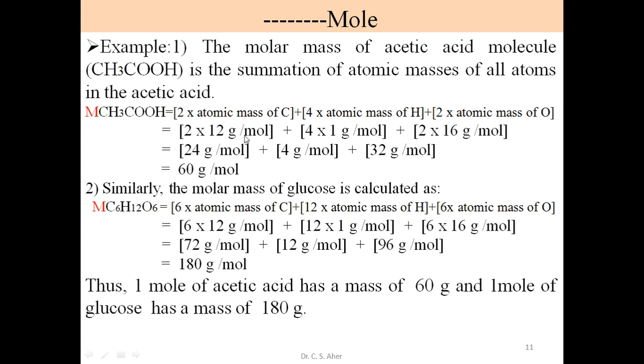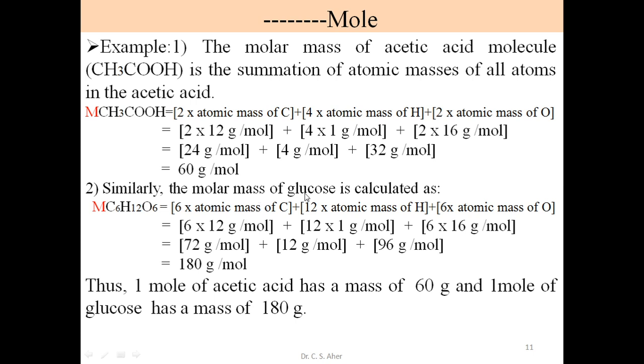We know the atomic mass of carbon is 12 gram per mole, of hydrogen is 1 gram per mole, and of oxygen is 16 gram per mole. We put in these values, multiply, then add, and the final answer is 60 gram per mole. So 60 gram per mole is the molar mass of acetic acid.